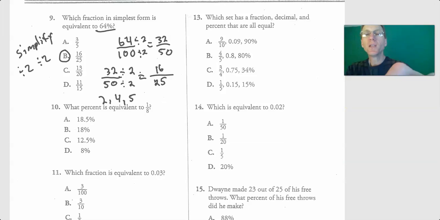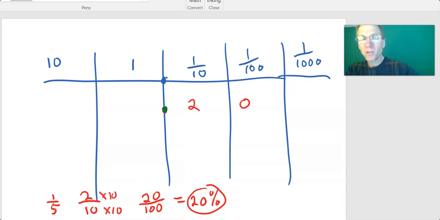Which set has a fraction, decimal, and percent that are all equal? Oh, okay. That's a cool one. Let's look at the first one. I have 9/10, and then I have 9/100. So right away, forget that one. Those two don't match. 9/10 and 9/100, right? Remember, 9/10 on my place value chart is going to look like this.